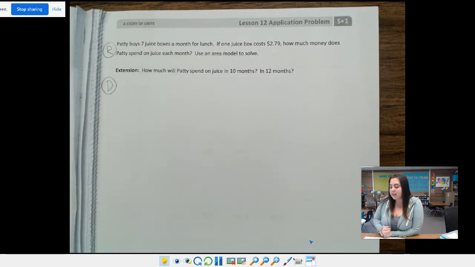Patty buys 7 juice boxes a month for lunch. If one juice box costs $2.79, how much money does Patty spend on juice each month? Use an area model to solve. And then there's an extension, but I'm going to ignore that for now. If you want to do the extension, down at the bottom of the screen, you'll see the challenge section.